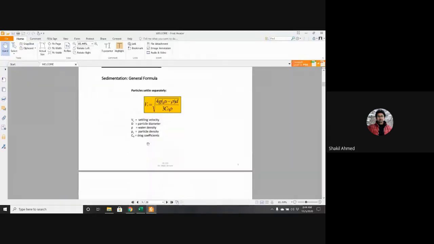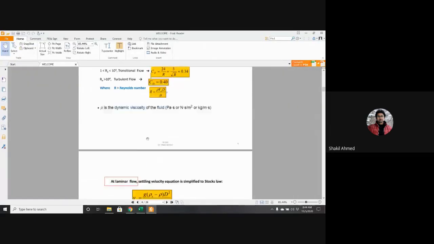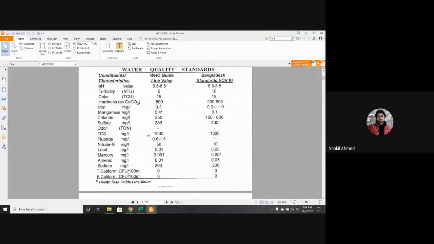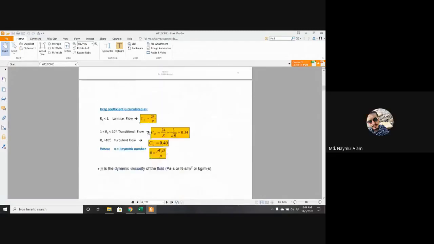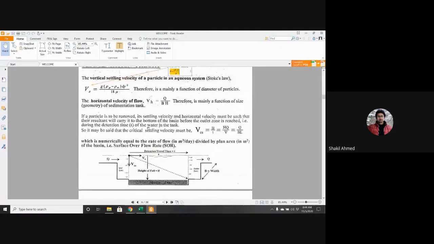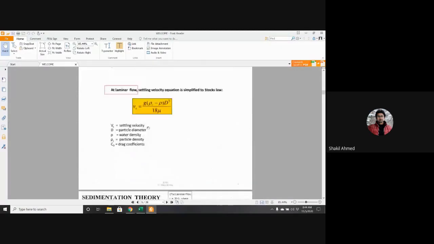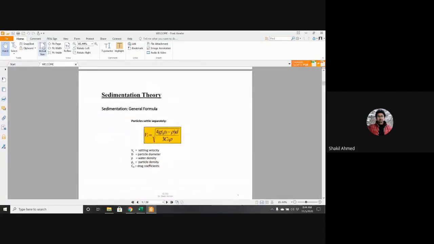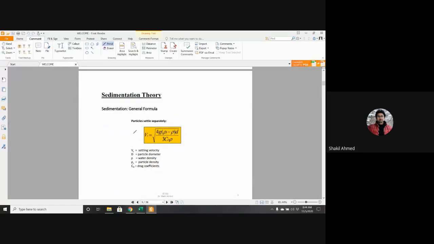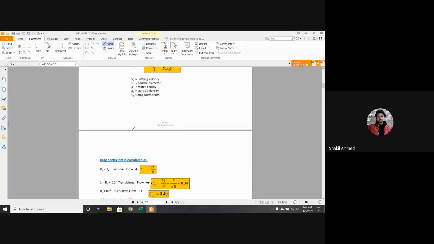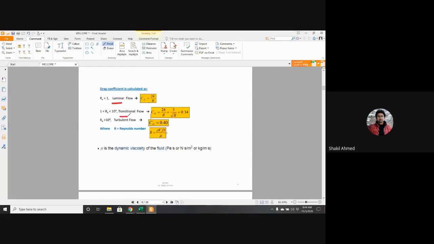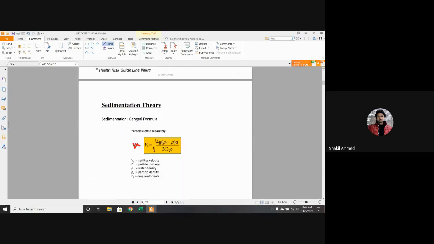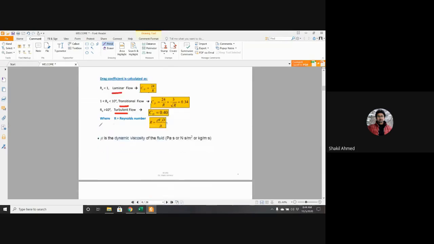So, we were discussing sedimentation theory, right? Yes, sir. And first of all, we saw the settling velocity of a particle, this settling velocity, Vs. And it can be two or three types of flow, which is laminar, transitional, and turbulent. So this is general. It can be applied to any case.